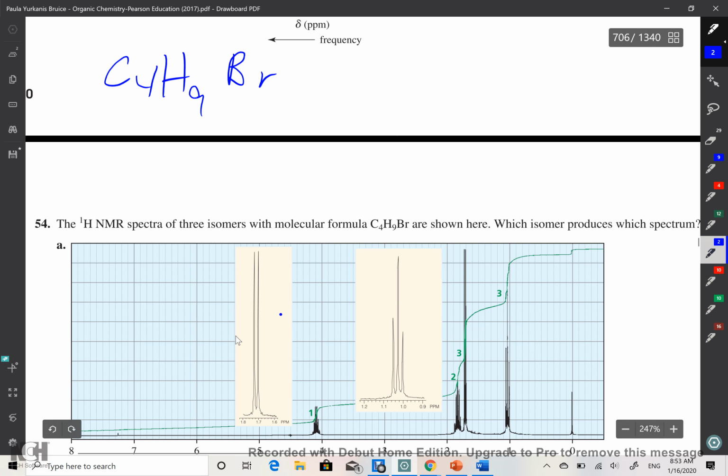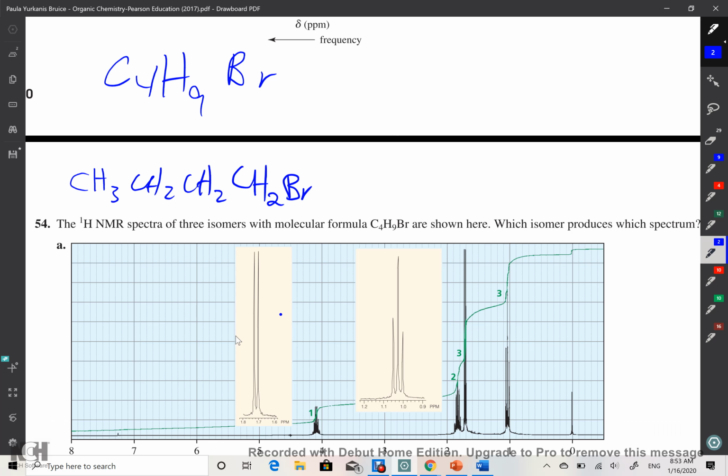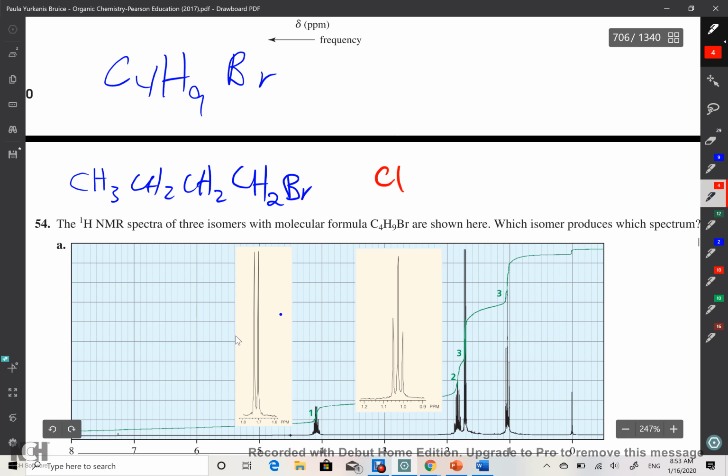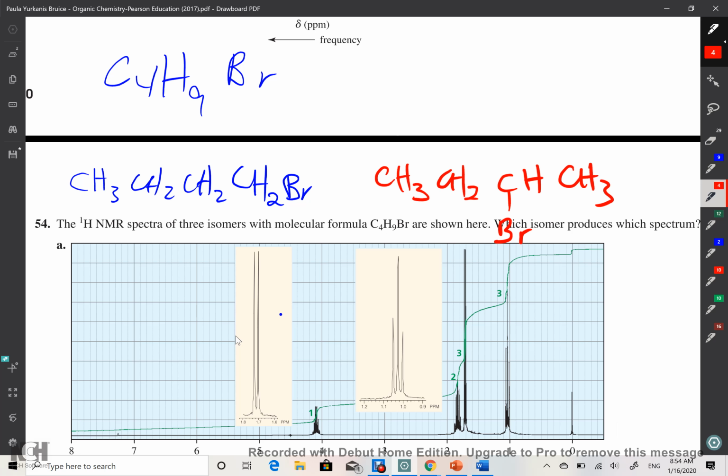So the first structure, what comes to mind directly will be CH3, CH2, CH2, CH2, Br. That will be one of the structures for the isomer. We'll just draw the structure of the isomer, then we'll match the structures to the spectrum. So that will be the first isomer. What about the second isomer? We'll just keep moving the Br around. So we can have CH3, CH2, CHBr, and CH3. That's a possible structure.